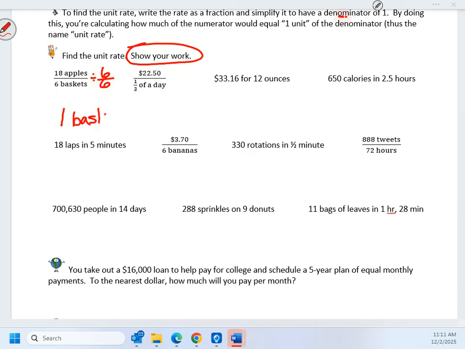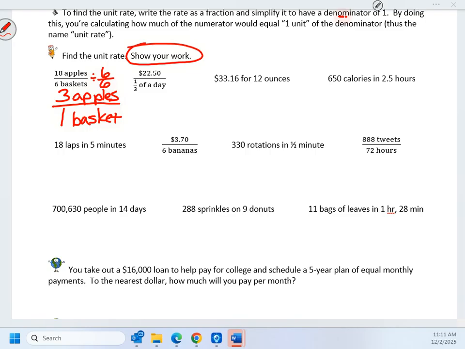I'm gonna put my label. Labels are important. Put your labels. So 6 baskets goes down to 1 basket when I divide it by 6. How many apples would be in 1 basket? Gavin? 3. 18 divided by 6 gets me 3 apples.